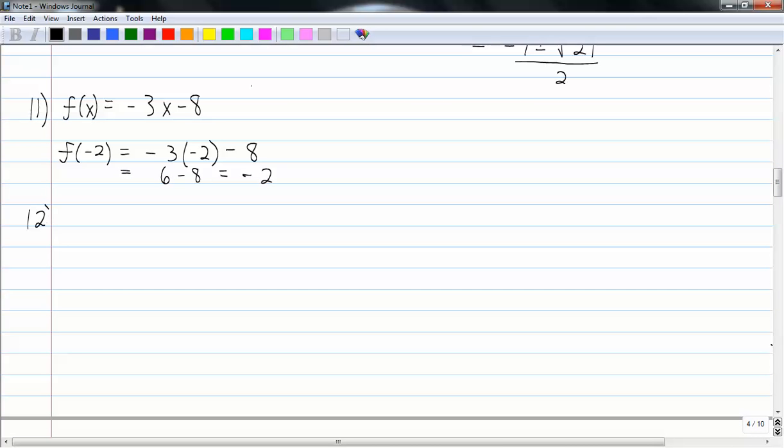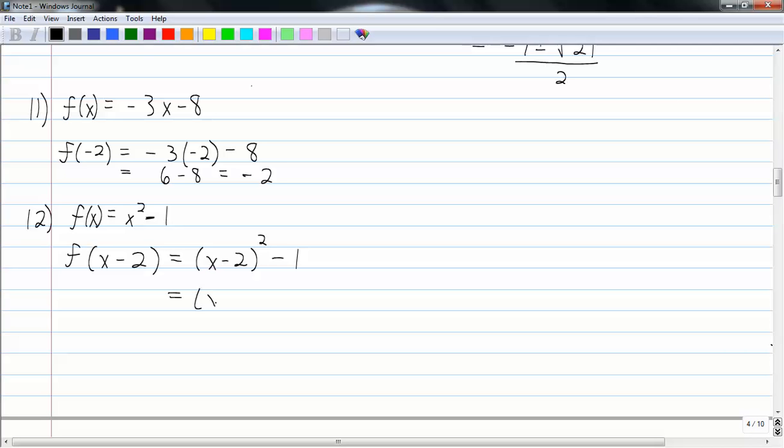Number 12, f of x equals x squared minus 1. And we want to find f of x minus 2. All right, so this means everywhere that there's an x in my function, I want to plug an x minus 2 in parentheses. I only have one x in my function, it's x squared. So where I have an x, I'm going to plug in an x minus 2, and then that power needs to stay there. So it's x minus 2 squared minus 1.